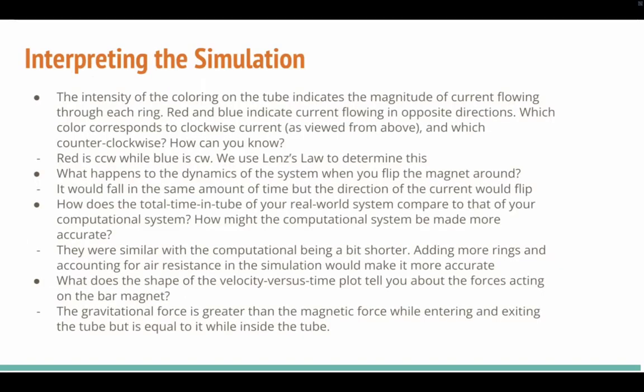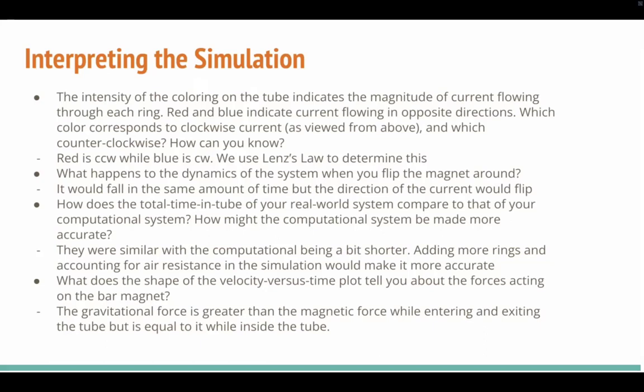Interpreting the simulation. The intensity of the coloring on the tube indicates the magnitude of the current flowing through each ring. Red and blue indicate current flowing in opposite directions. Which color corresponds to clockwise and counterclockwise? Red is counterclockwise and blue is clockwise, and we use Lenz's law to determine this. What happens to the dynamics of the system when you flip the magnet around? It would fall in the same amount of time, but the direction of the current would flip in both.